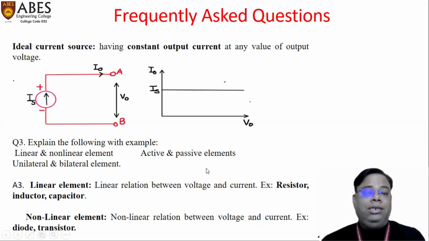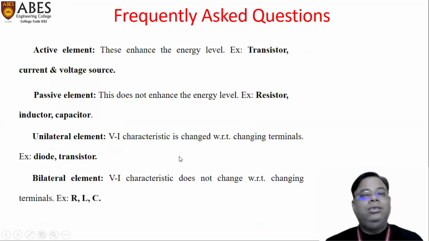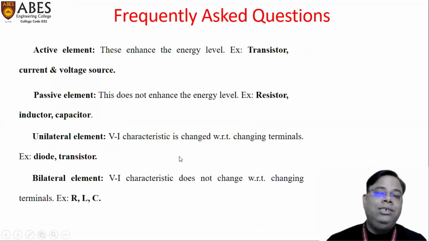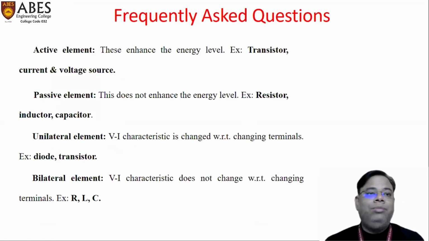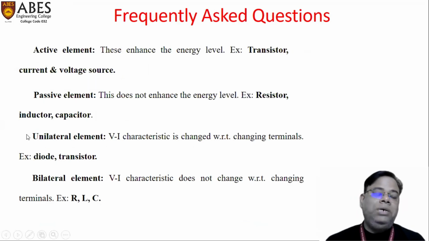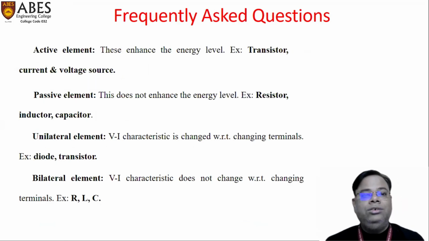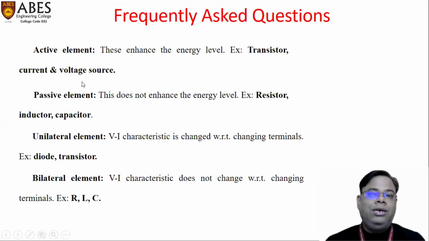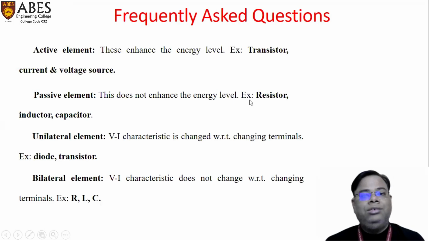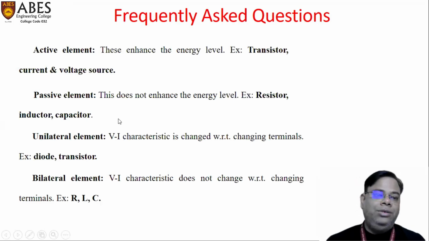Our next part is active and passive elements. Active elements are those elements which enhance the energy level of the circuit. Examples are transistor, current source, and voltage source. And passive elements are those elements which do not have the capability to enhance the energy level of the circuit. The examples of passive elements are resistor, inductor, and capacitor.